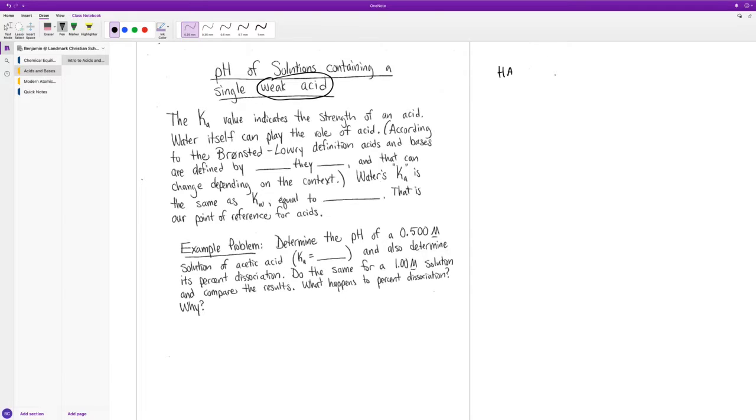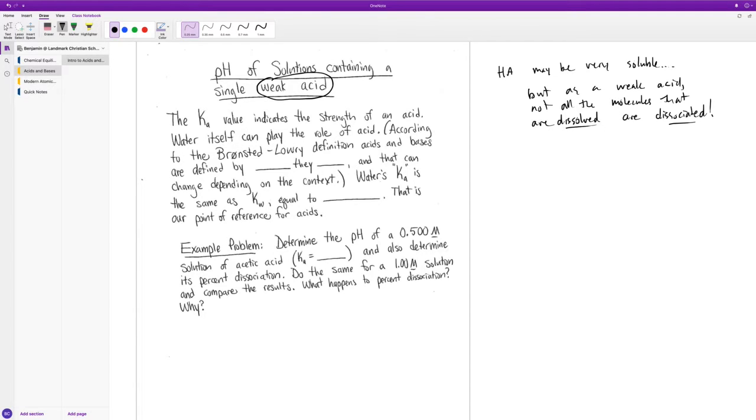When you put HA in water, maybe it's very, very soluble. It may be very soluble. But as a weak acid, not all the molecules that are dissolved are dissociated. That's the key: the difference between dissolved and dissociated.